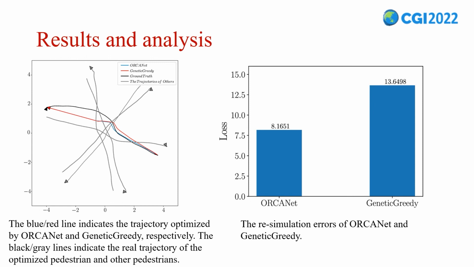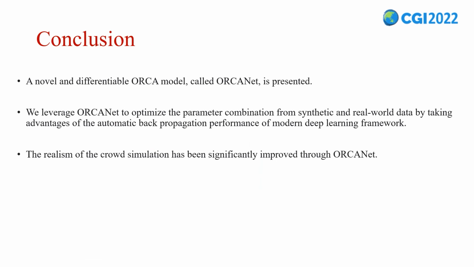In our work, a novel and differentiable ORCA model called ORCAnet is presented. The classic ORCA model is placed in the deep learning framework, and a Gaussian kernel is used to approximate the rule of neighbor distance in collision avoidance, which turns the original discrete operation into a fully differentiable forward simulation and ensures the reliability of the simulation.